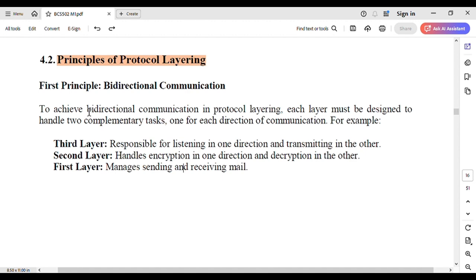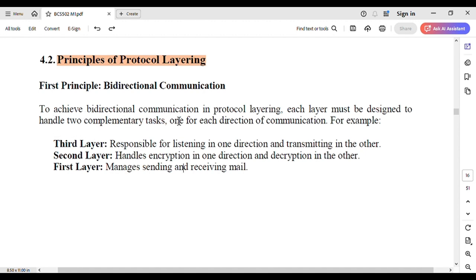The first principle is bidirectional communication. With respect to communications, unidirectional is not sufficient. So obviously the sender and then the receiver, sending and receiving, take place at the same time. That is what we call bidirectional communication. This bidirectional communication has been discussed in the concept of full duplex communication.